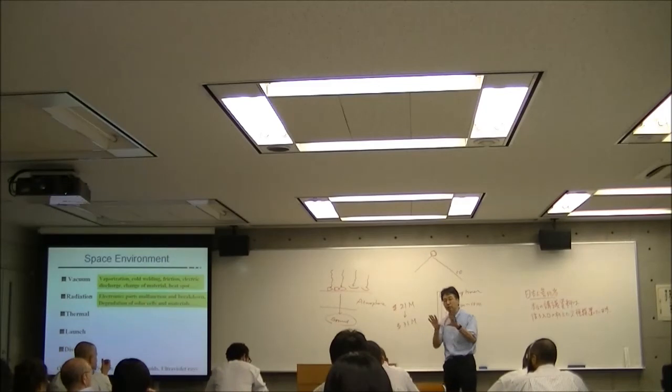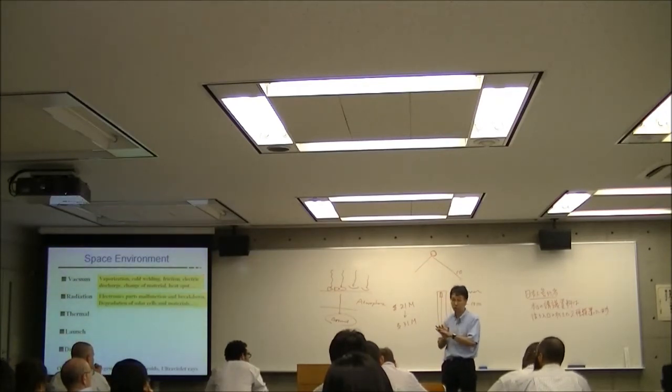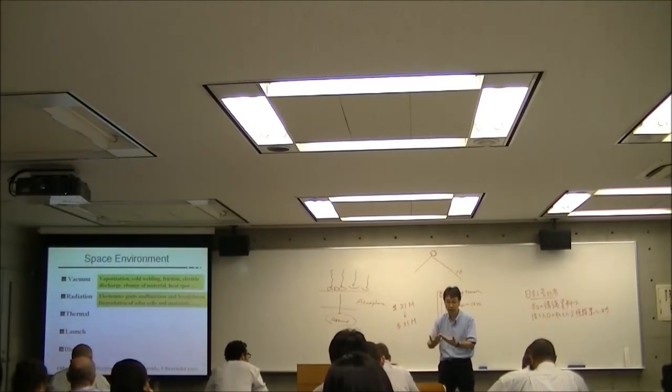And if not so strong radiation comes into the semiconductor for a long time, gradually the semiconductor will degrade. This is called the total dose effect. There are two types of radiation effect: one is the single event effect, and the other is the total dose effect. You should prepare for both of them.